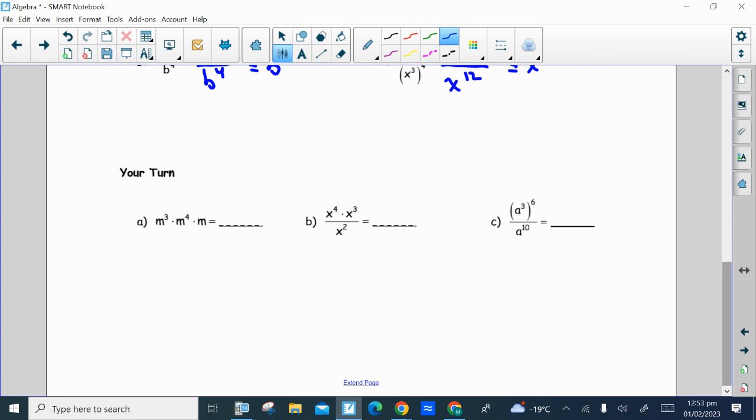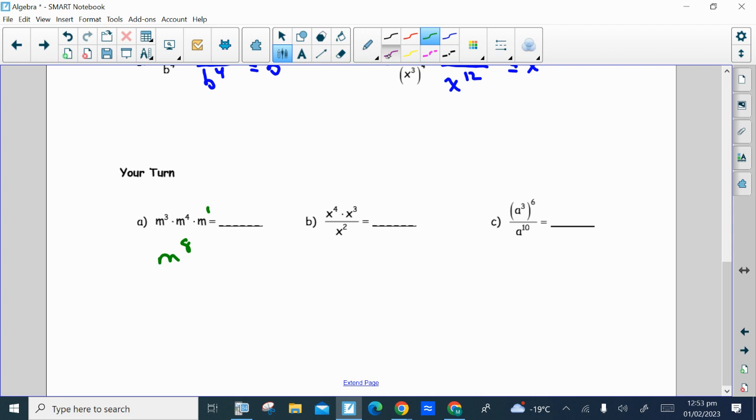So Allie, what'd you get for the first one? You agree with that, Brody? Yes. Got to remember to add that last one. The last factor of m is m to the 1.